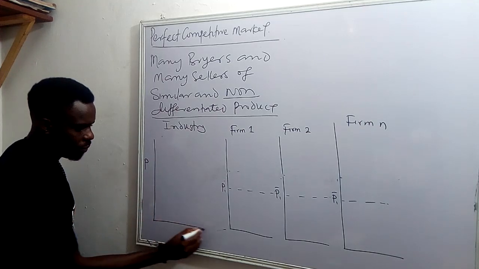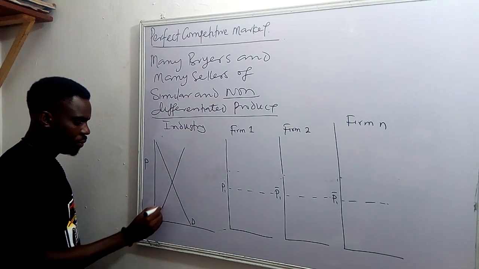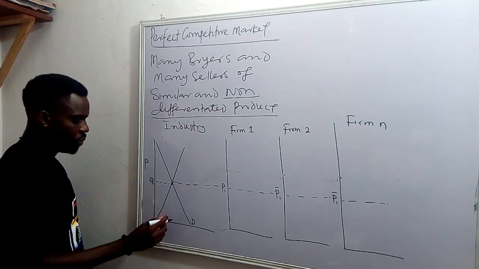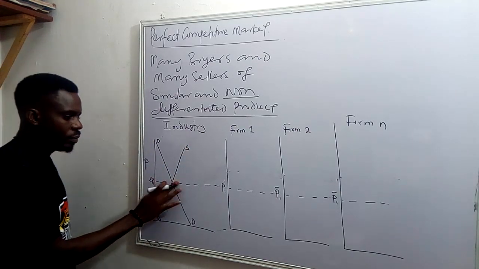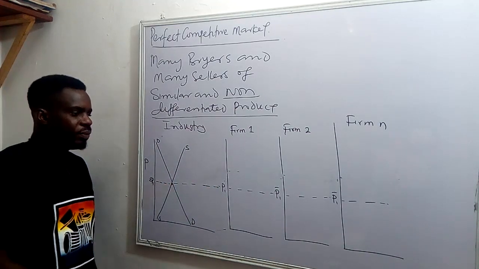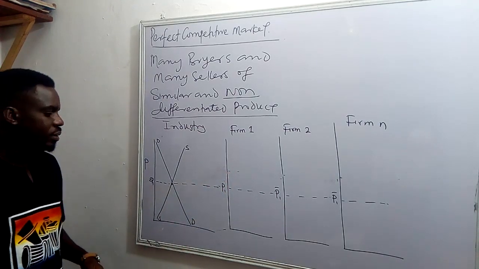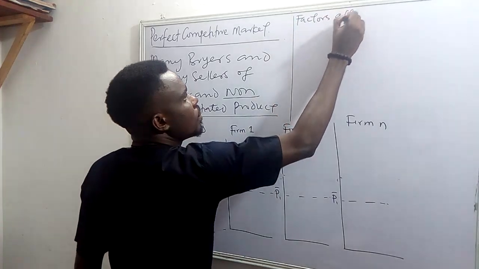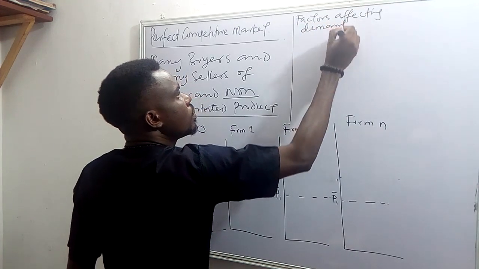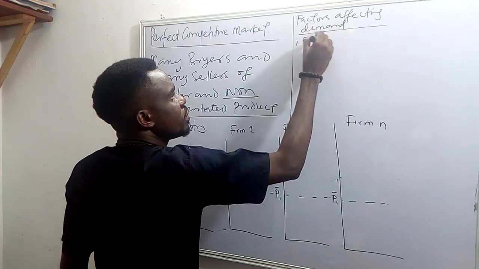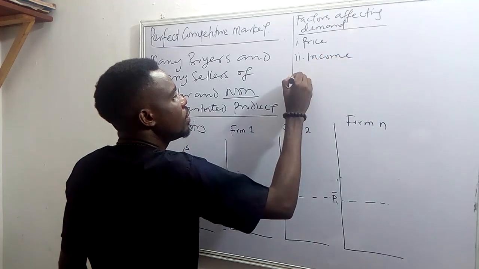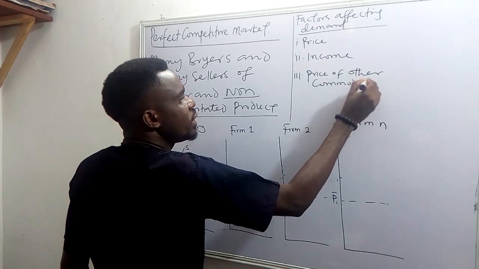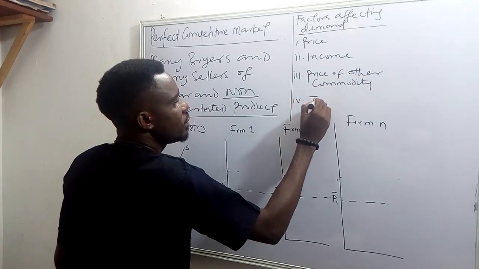As stated earlier, demand, supply. This is our equilibrium price one. How do we achieve price increase for each of the firm in the industry? First, we need to look at factors affecting demand. We have price of the commodity. We have income of the consumer. Price of other commodity. Other commodity may be substitute or complement, and so on.